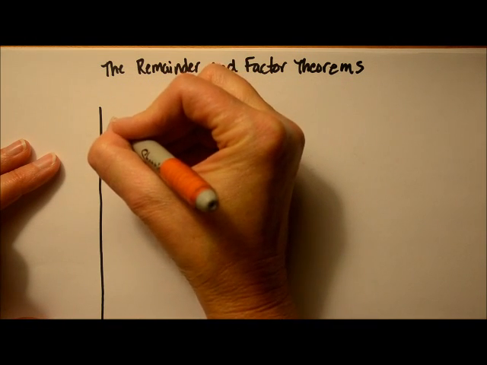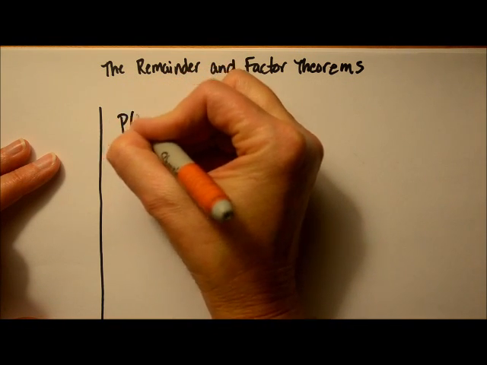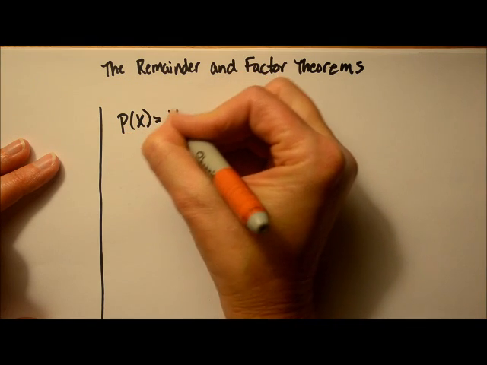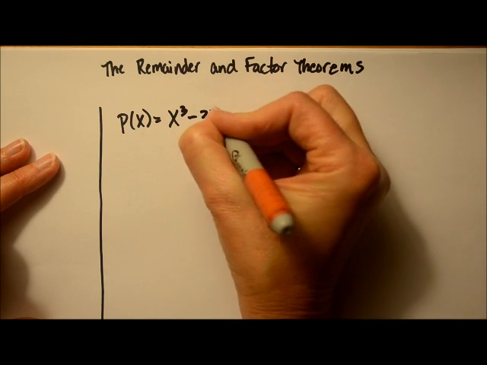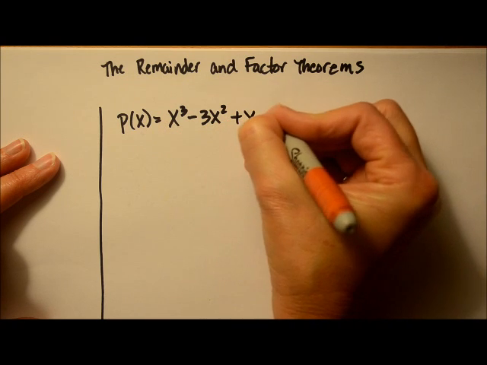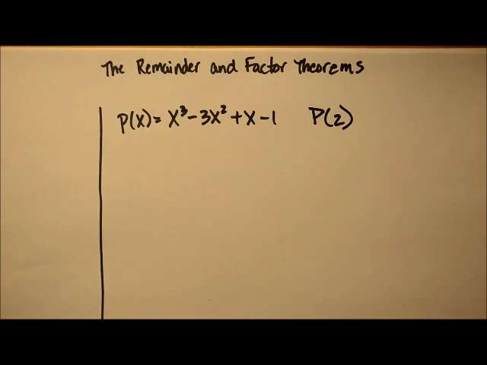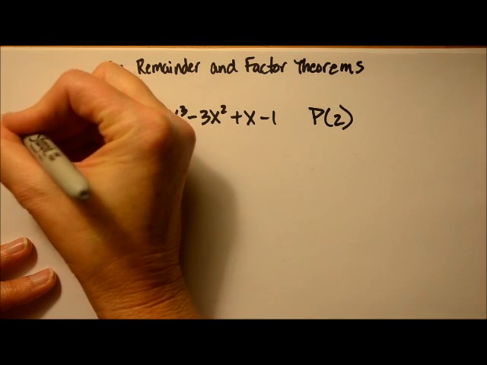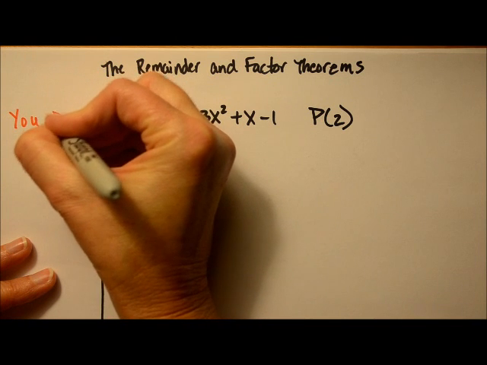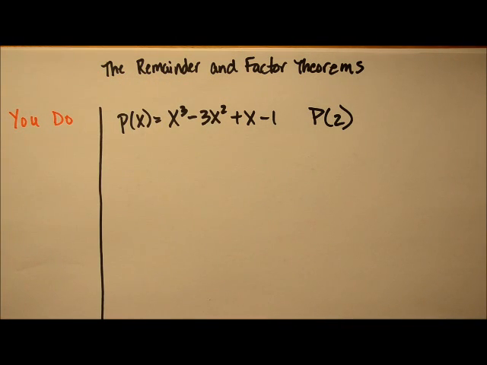I want to find, well, I have P of x equals x cubed minus 3x squared plus x minus 1, and I want to find P of 2. Alright, you do. Turn off the video and see if you can do it using synthetic division. Okay, turn it off. Try it.